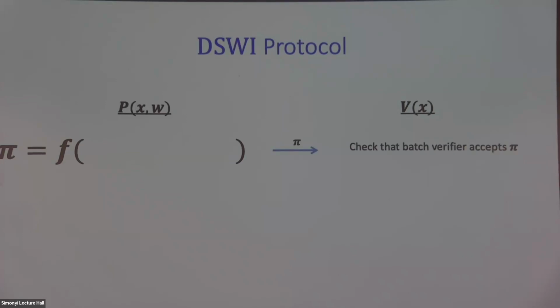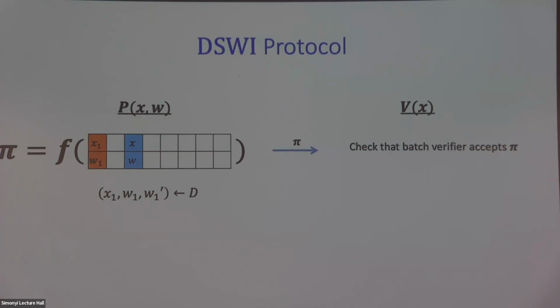The only question is what inputs I plug in, and I do the natural thing. The function F has K inputs, where each input is an instance in a witness. I will throw the XW into a random location. In the other locations, I will sample from the distribution at random and place the corresponding inputs there. So all the orange ones are random samples. This is the proposed protocol.